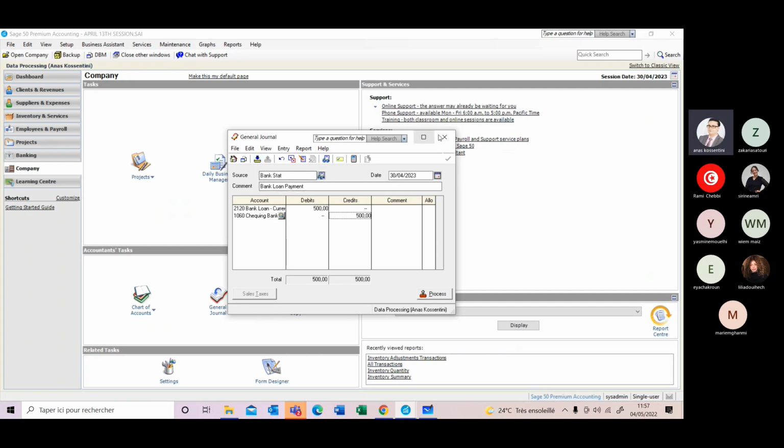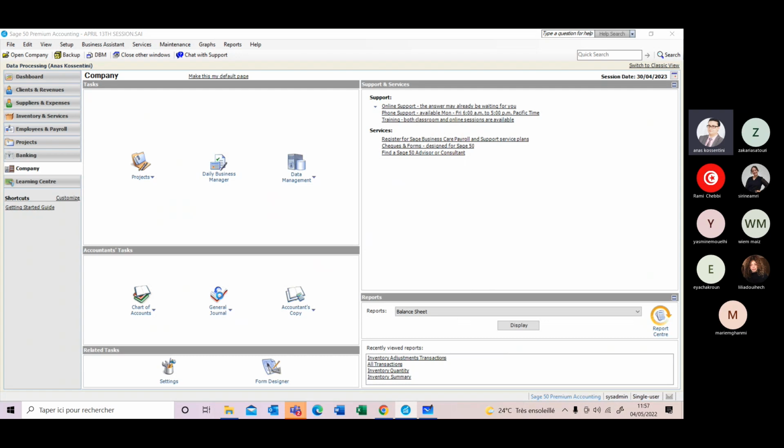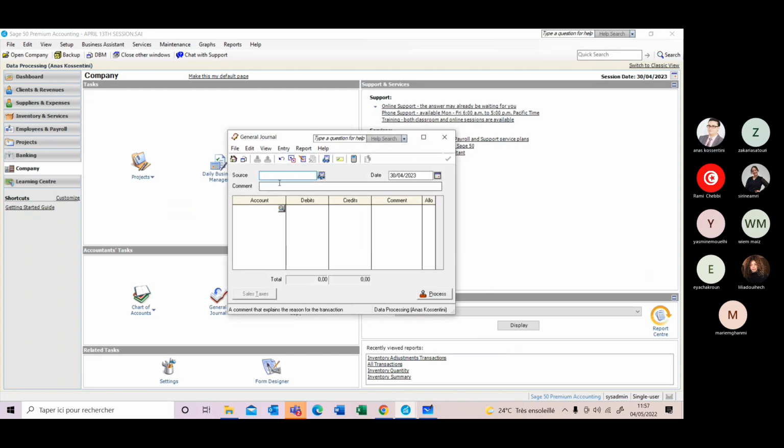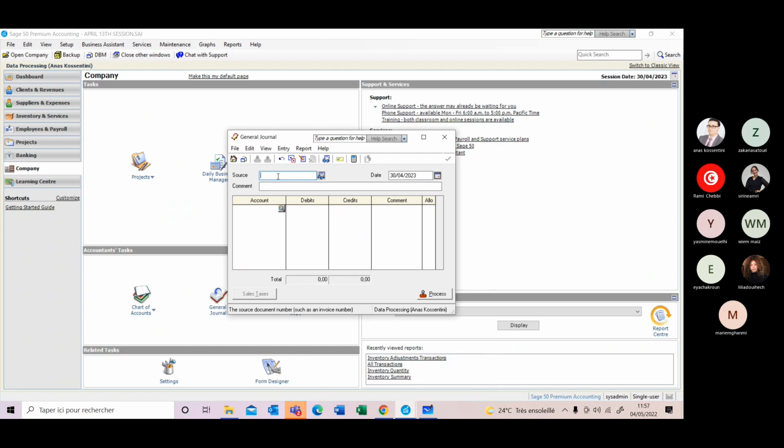Okay, you have the other option. There is another option on how to record this recurrent transaction. Okay, get back to the general journal. Let's say, for example, source, I don't know, say 1.